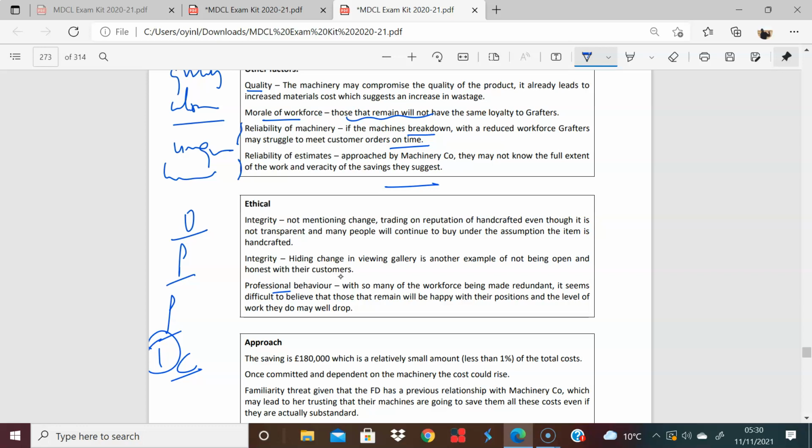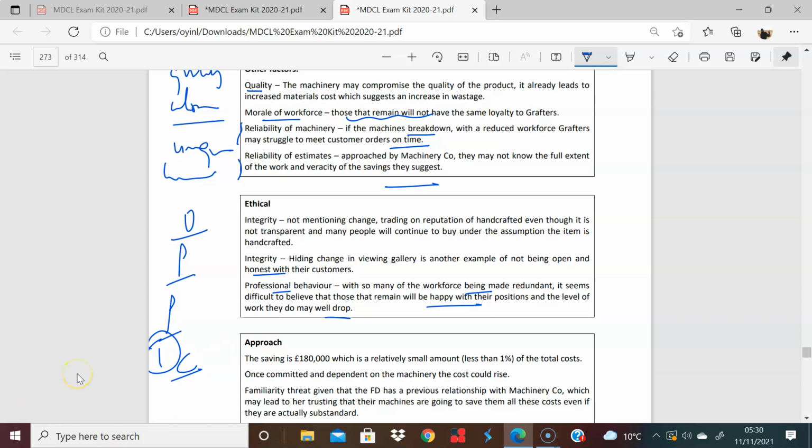So you're not mentioning the change. You're deceiving consumers. You're not being honest with consumers. You have made many people redundant, but you're creating the impression that they're happy. And you literally have not mentioned that that's not exactly what you do anymore. You're selling a wrong product. People are coming to see people work, and you're not really allowing people to see that. So that is an ethical issue that you need to see.